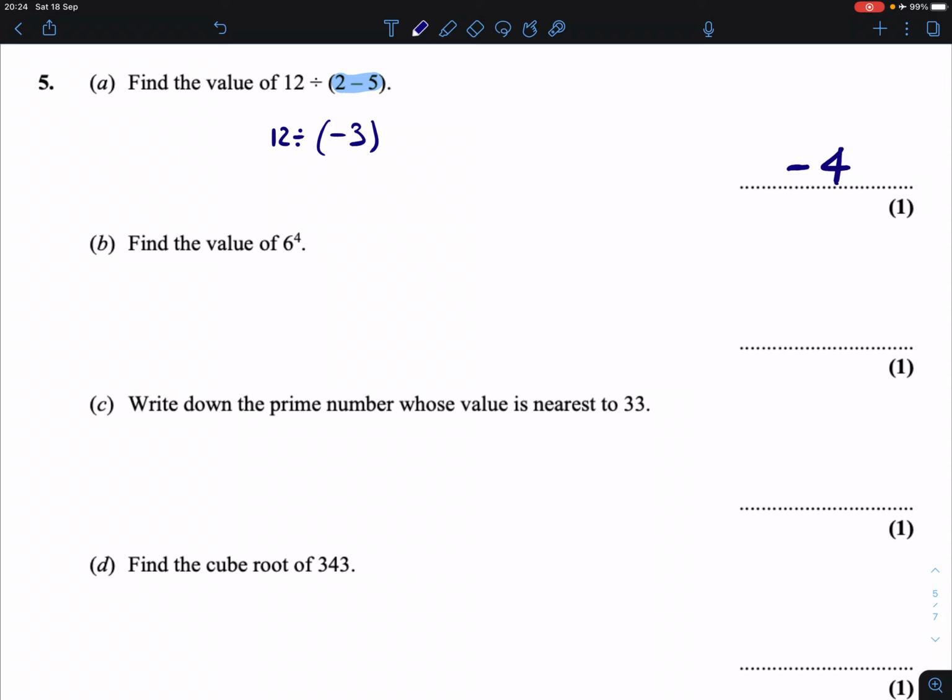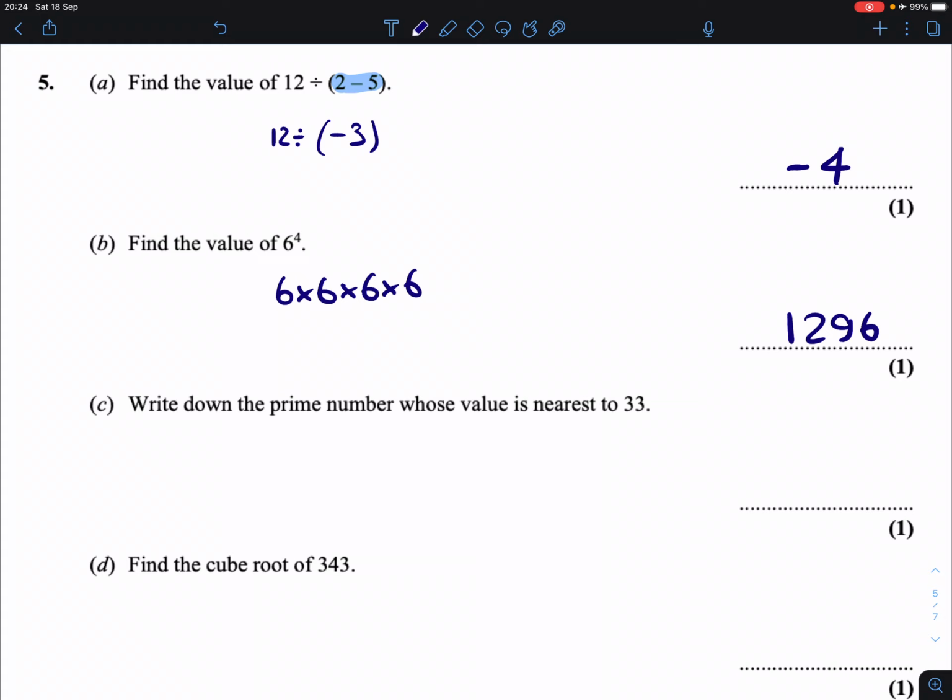Part B, find the value of 6 to the power of 4. Now you can just type this in your calculator to get your answer of 1296. Of course, if you chose to do this the hard way, you could just multiply 6 by itself another 3 times and that will give you the answer.